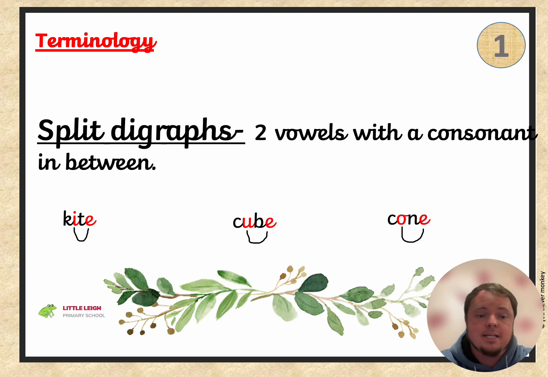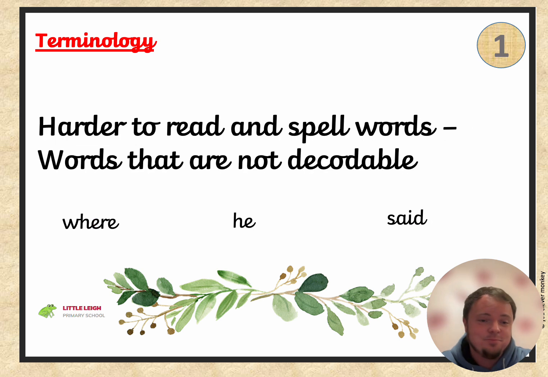So children would segment it as this. K, I, T, kite. Then cube, K, U, B, cube. Finally, cone, K, O, N, cone. So the children have been practicing this a lot this year, and they've quickly managed to segment and blend so many words that have split digraphs. You might be thinking, wasn't this called a magic E at one point? And you're right, it used to be called a magic E. However, we now refer to it as the split digraphs.